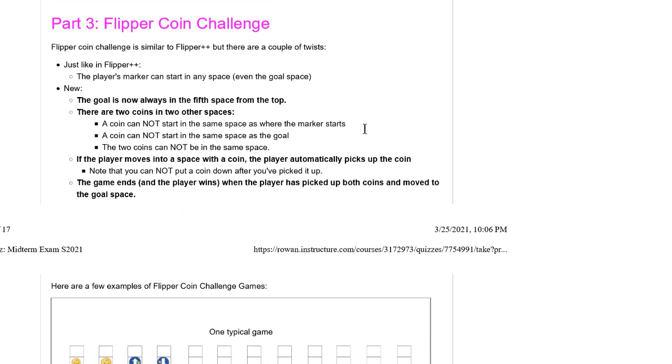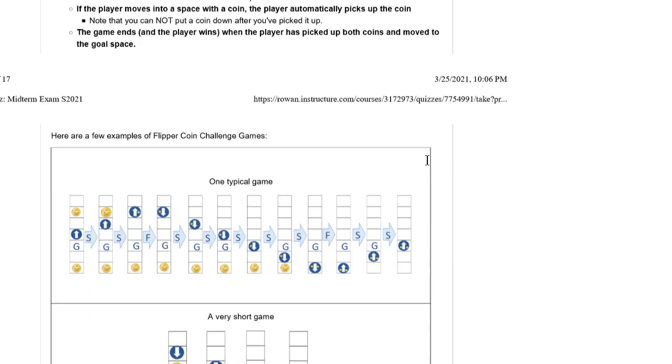The coins can't start in the same space where the marker is, and they can't start in the same space as the goal. And they can't be in the same space. As soon as the player moves into the space with the coin, the player automatically picks up the coin, and you can't put the coin down when you've picked it up. The game ends and the player wins when the player has both coins and moved to the goal space.